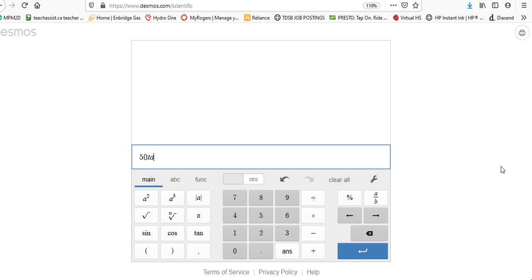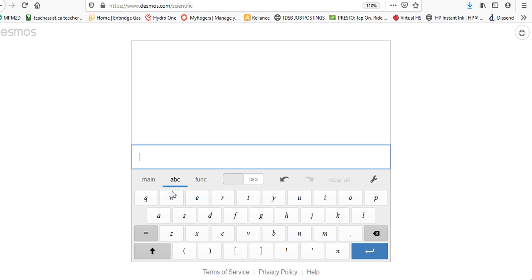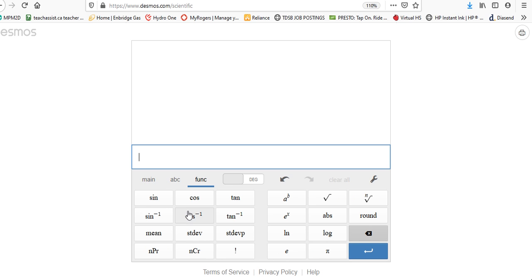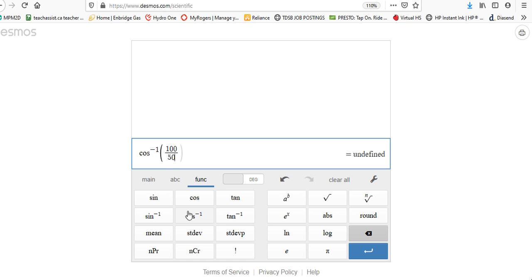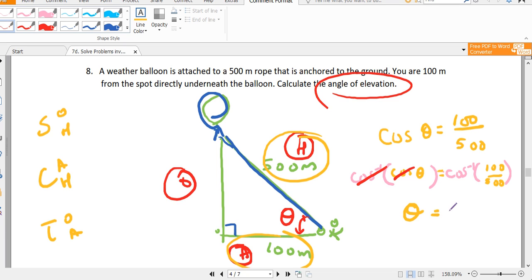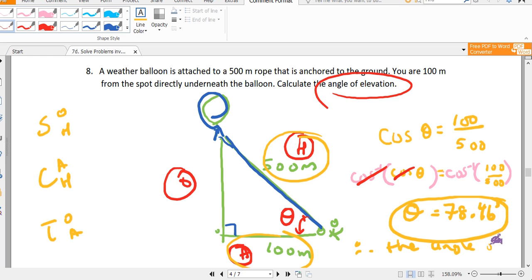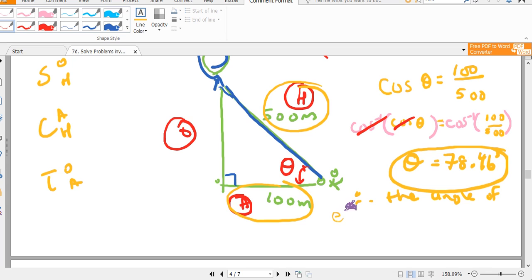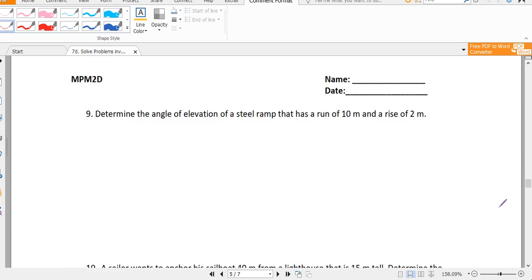So let's type it in. So cos inverse of 100 divided by 500. That gives me 78.46 degrees. Okay, so therefore, the angle of elevation is 78.46 degrees. Okay, there we go. Let's see if there's any other ones.